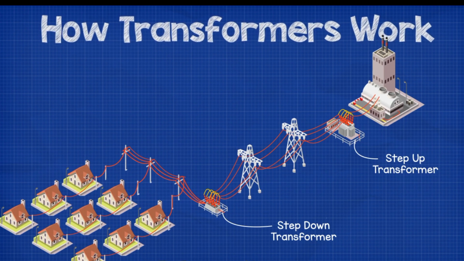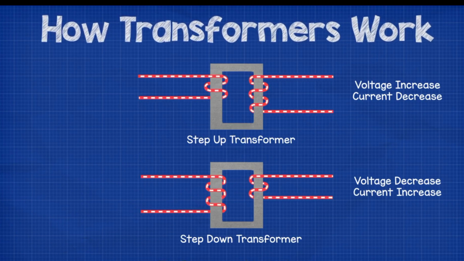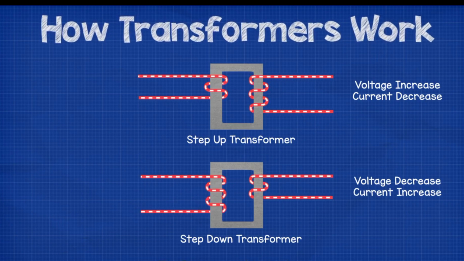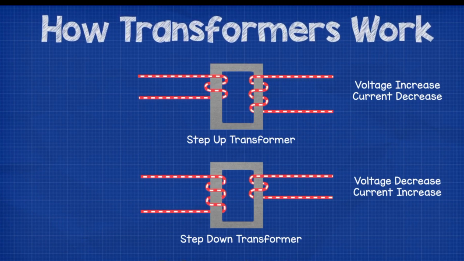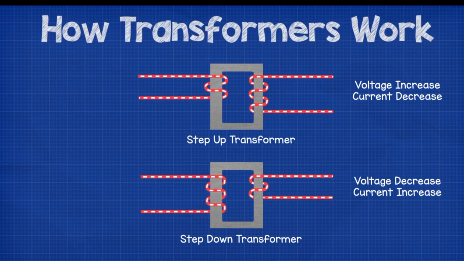Transformers are manufactured to be step up or step down transformers, and these are used to increase or decrease the voltage simply by using a different number of turns within the coil on the secondary side. In a step-up transformer, the voltage is increased in the secondary coil, and this will mean that the current will decrease. But don't worry too much right now about why that occurs. We'll look at this in a later electrical engineering video.